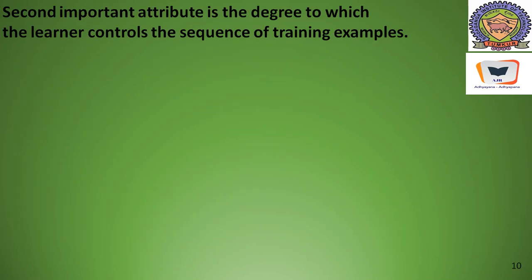The second important attribute is the degree to which the learner controls the sequence of training examples.